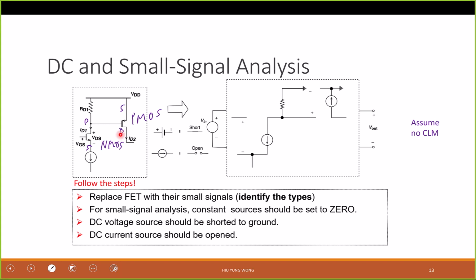And then what? Bring in your model. Source is here, drain is here. Same for the PMOS. Source is here, drain is here. And then just connect all of them. Once you have this, with KCL and KVL, you can solve the circuit. You should have learned this before, but this is just a review. Any questions?